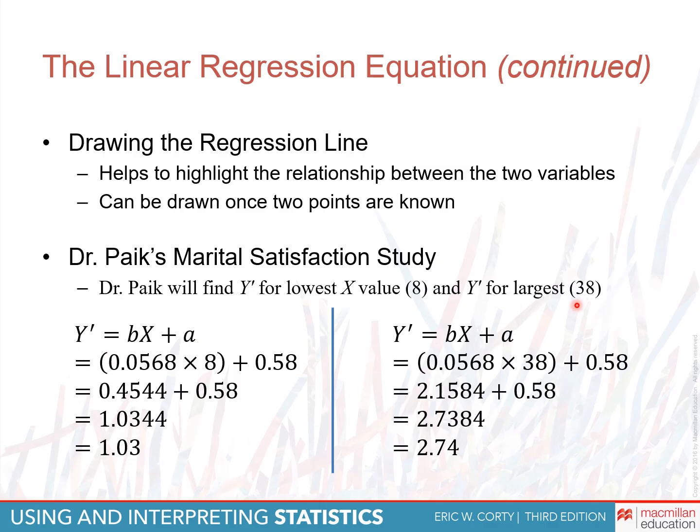Now we can do the same thing if we have the gender role flexibility equal to 38. So y prime is going to be equal to b, which is our slope, times our gender role flexibility score, which is 38, that's x, plus, again, the value of the y-intercept, which is 0.58. And if we solve for that, we're going to get a y prime of 2.74.